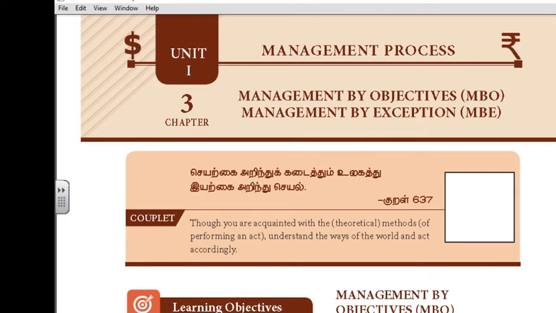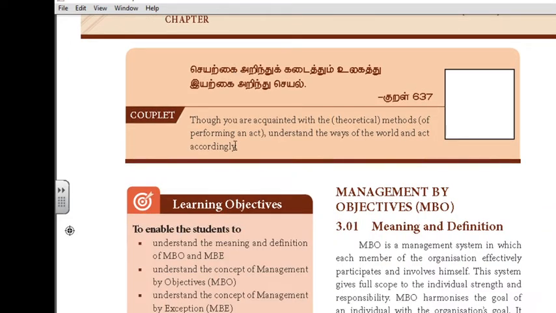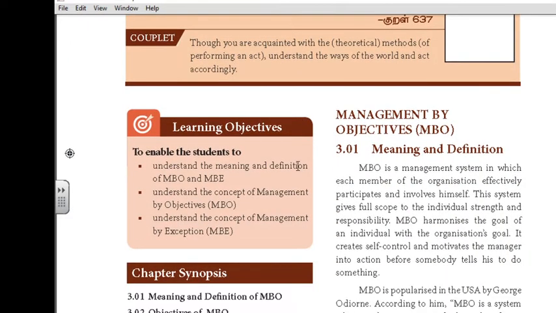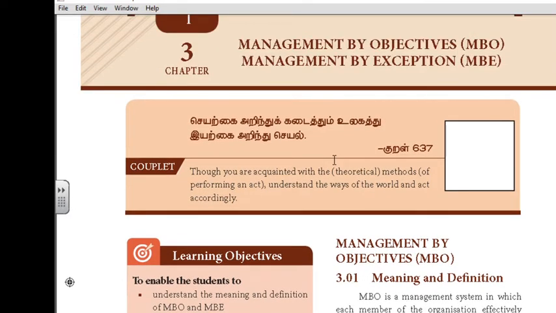Good morning, students. In commerce, we are going to see the next chapter, management by objectives and management by exemptions. We have discussed what management is. Management is nothing but the art of getting things done through others. Now we are going to see how the objectives are achieved by the management.